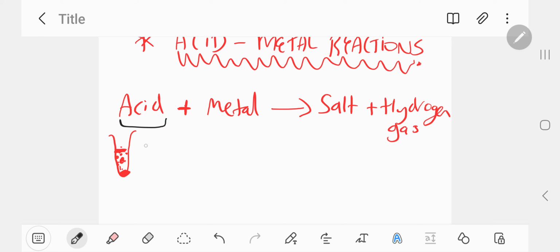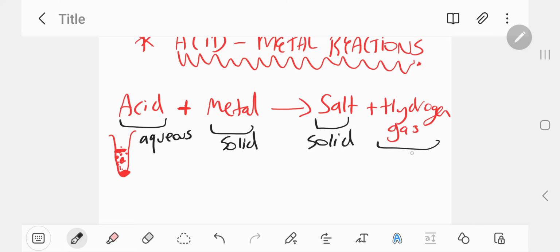So the acid is typically aqueous. Aqueous means it's in a solution. It's a liquid. The metal typically takes the form of a solid. The salt that's formed is solid. And the hydrogen gas, as the name suggests, is a gas.